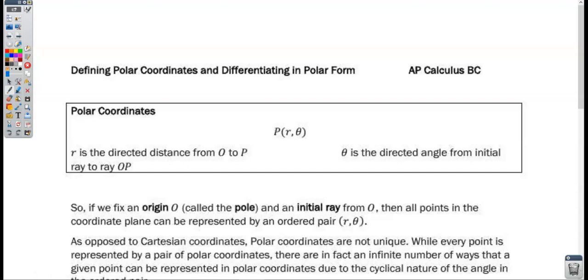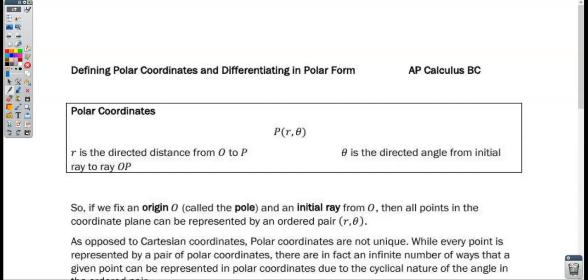Alright everybody, welcome back. In this video we are going to handle content from section 9.7 of AP Calculus BC, defining polar coordinates and differentiating in polar form. Alright, so we start here with a basic definition of polar coordinates.